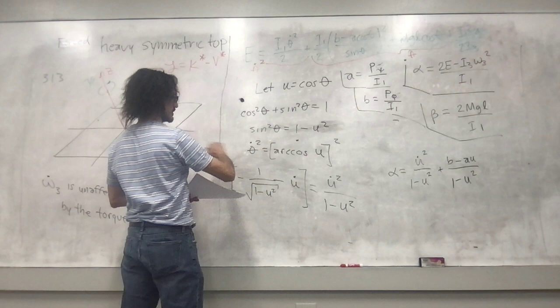Okay, so this one is squared, and then this is beta u. So we can rearrange it, and I'm going to use a different color, red. So we solve for u dot squared. It's equal to 1 minus u squared times alpha minus beta u, minus b minus a u squared. That's it.